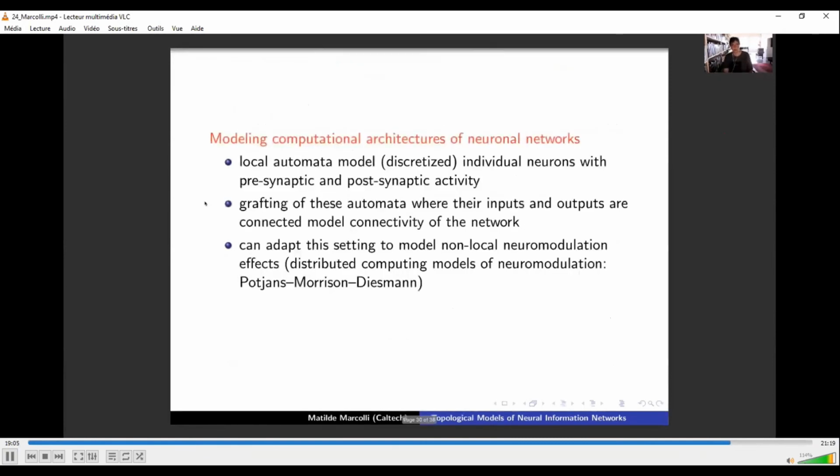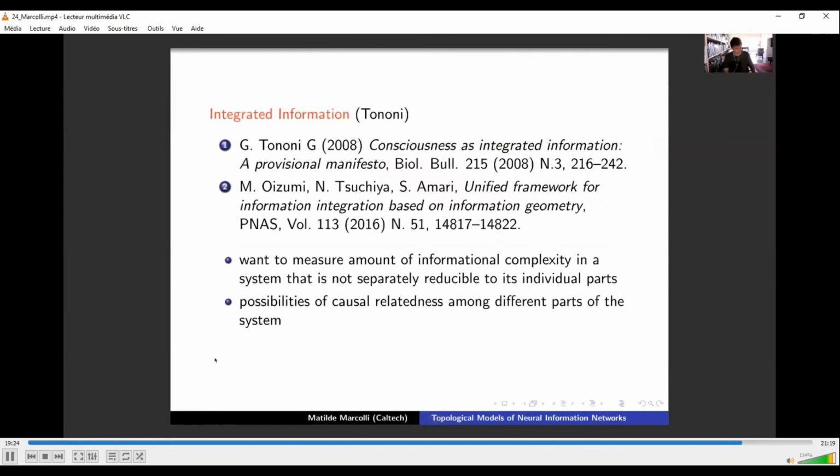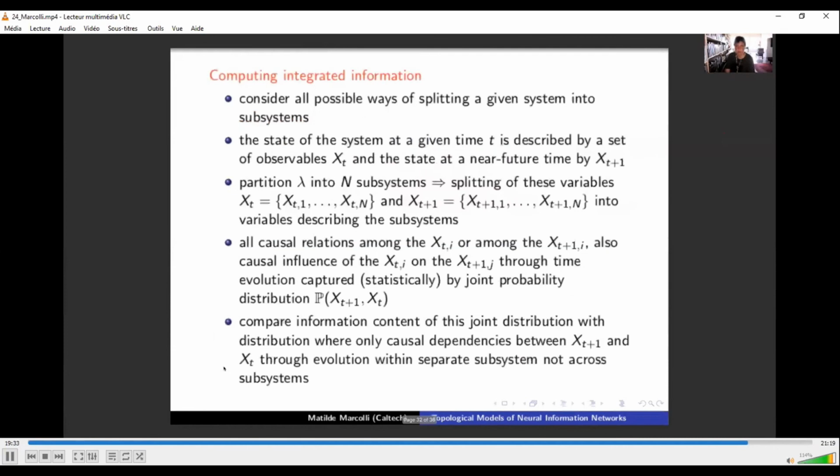Among the applications, you can think of automata that model discretized individual neurons and the way that these are wired. And you can also adapt this to model some kind of non-local neuromodulation effects. And finally, I will just say a word about integrated information. A way to formulate that is in terms of the types of information that are not independently recovered by splitting the system into independent subsystems.